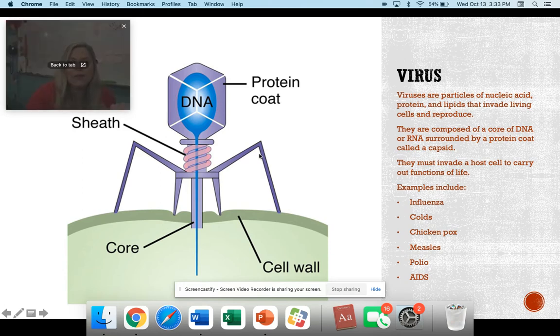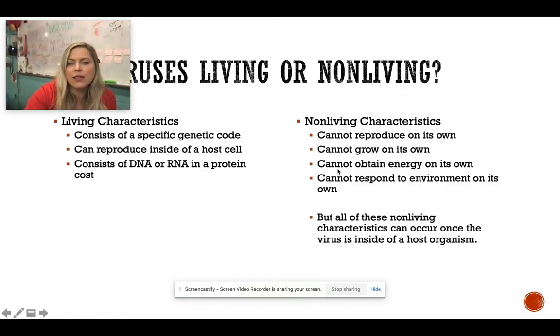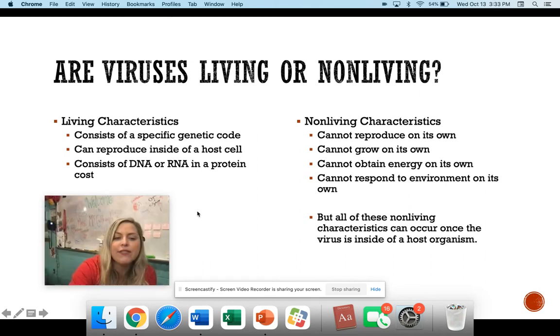Okay, so let's look at the lineup. Is a virus living or non-living? So here are the living characteristics. It consists of a specific genetic code. Okay, that checks that box. It can reproduce inside of a host cell, and it consists of DNA or RNA in a protein coat. I misspelled that right here. I'll go back and change it.